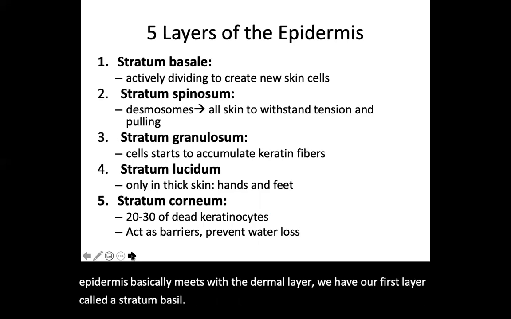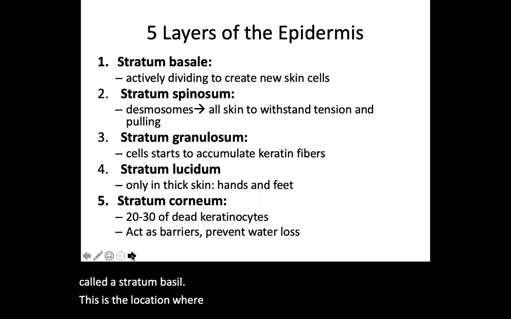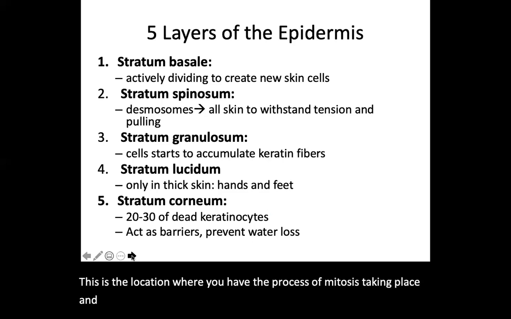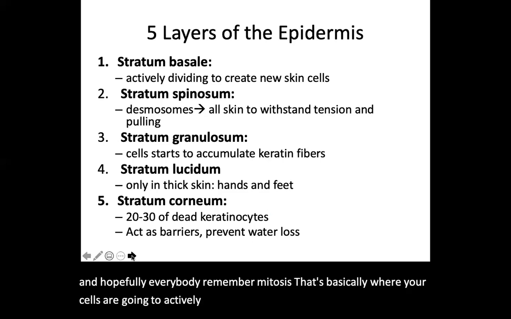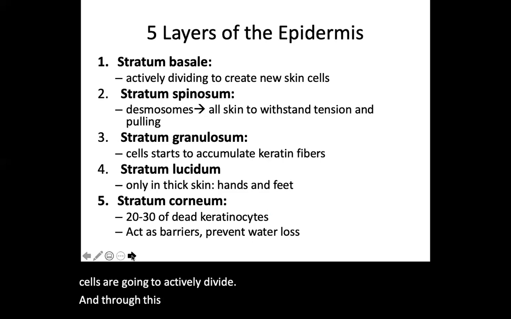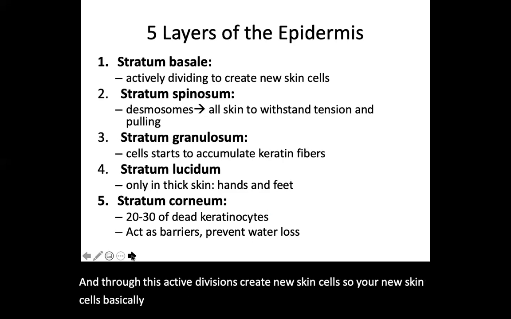This is the location where you have the process of mitosis taking place. And hopefully everybody remembers mitosis. That's basically where your cells are going to actively divide, and through these active divisions, create new skin cells. So your new skin cells basically form from the base. And as these new skin cells come up, the older cells basically get removed.